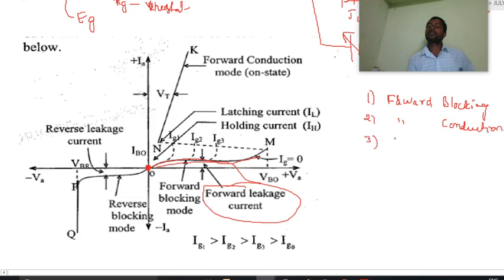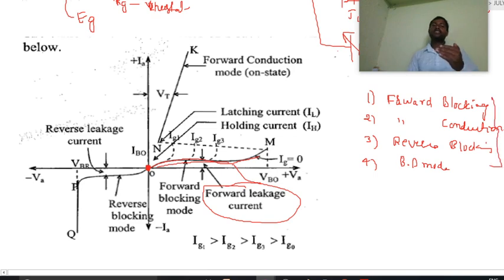And the third part is reverse blocking mode. And the fourth one is breakdown mode. So these are the four parts. These VI characteristics are divided into four parts. And now I am discussing the first part.